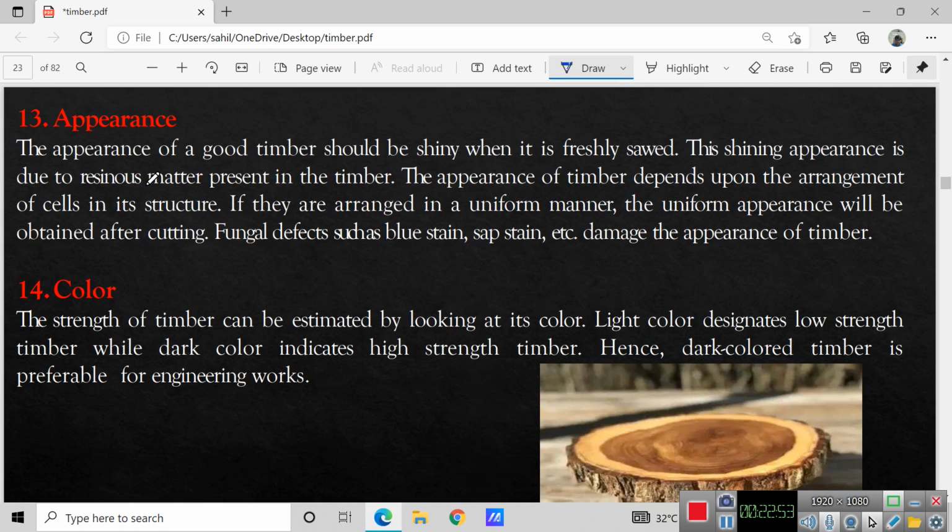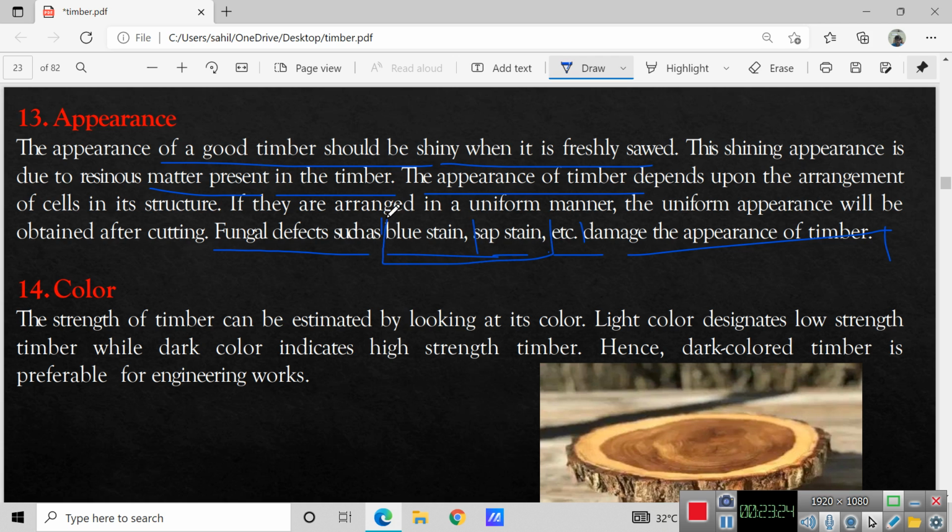13 is appearance. The appearance of a good timber should be shiny when it is freshly sawed. The shining appearance is due to resinous matter present in the timber. The appearance of timber depends upon the arrangement of cells in its structure. If they are arranged in a uniform manner, a uniform appearance will be obtained after cutting. Fungal defects such as blue stain, sap stain, etc. damage the appearance of timber. So we have to keep in mind that blue stain and sap stain also determine the appearance of a timber. So these are other factors which determine the appearance of a timber, rather than the content of resinous matter.